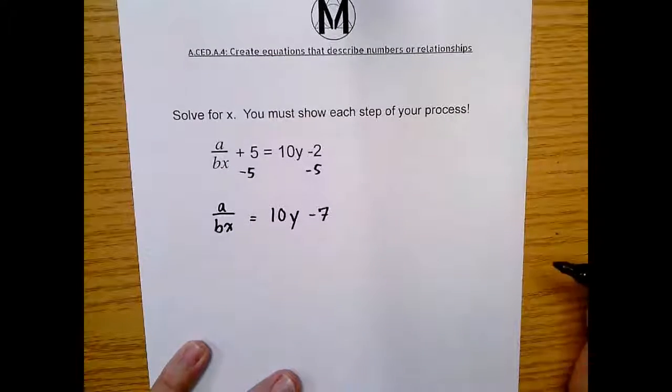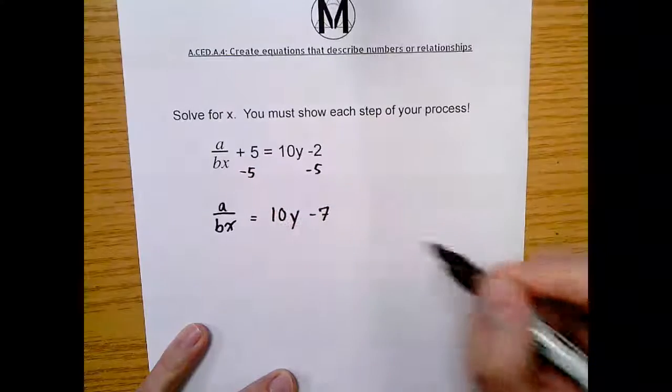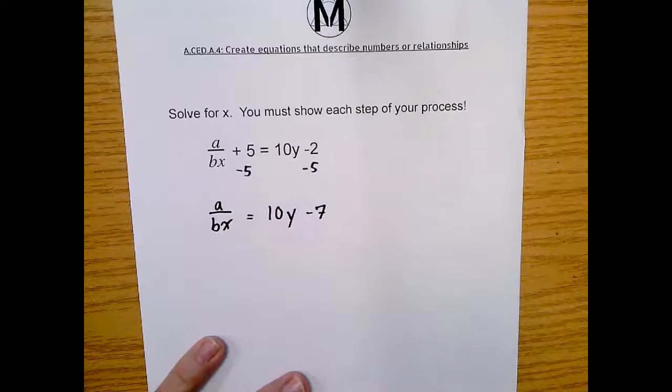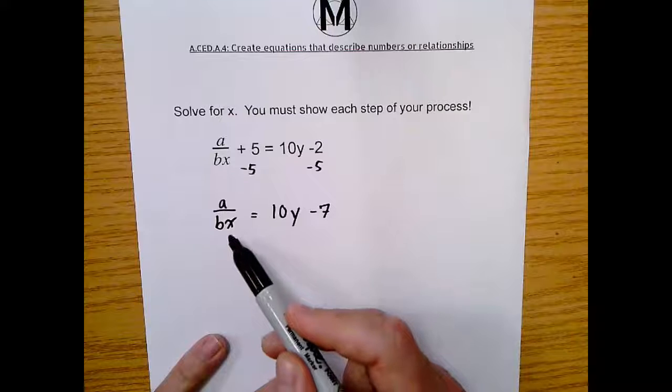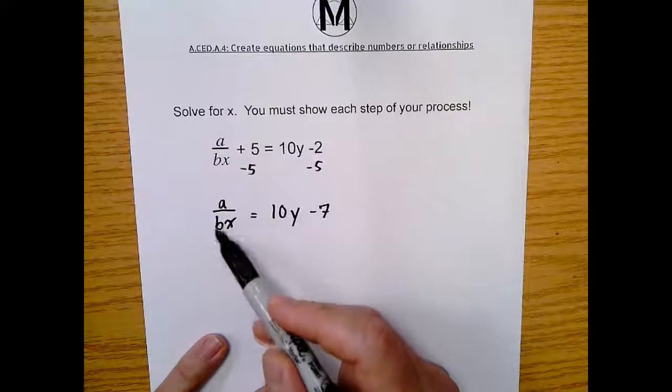Okay, we're off to a good start. This is good work. Now, there's a couple ways to go from here to try and get x all by itself. And we can do this a lot of different ways. So I guess the way I want to think about it is I need to get this x out of the denominator, and I need to get this x away from a b.